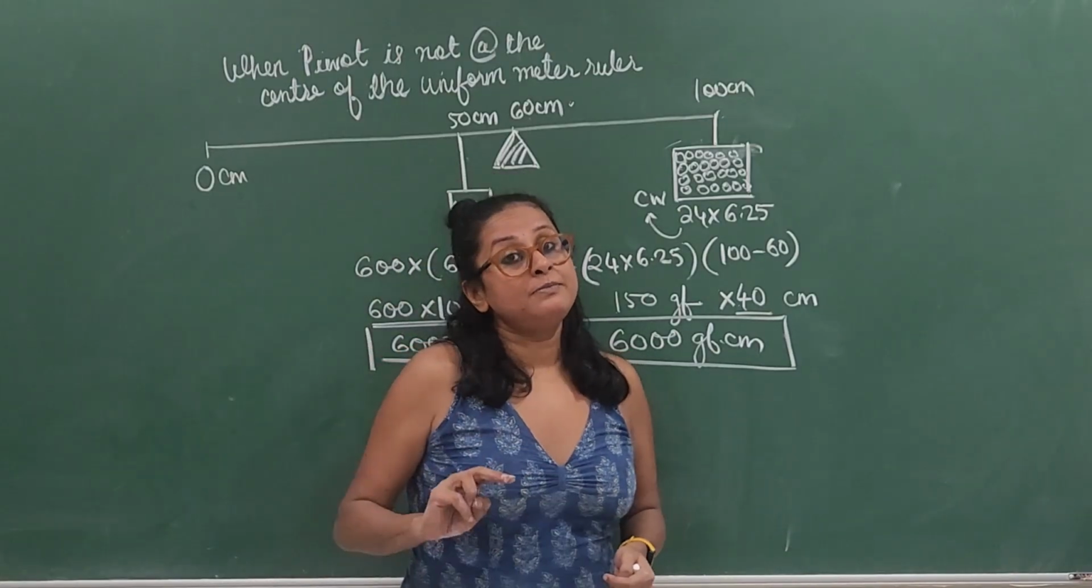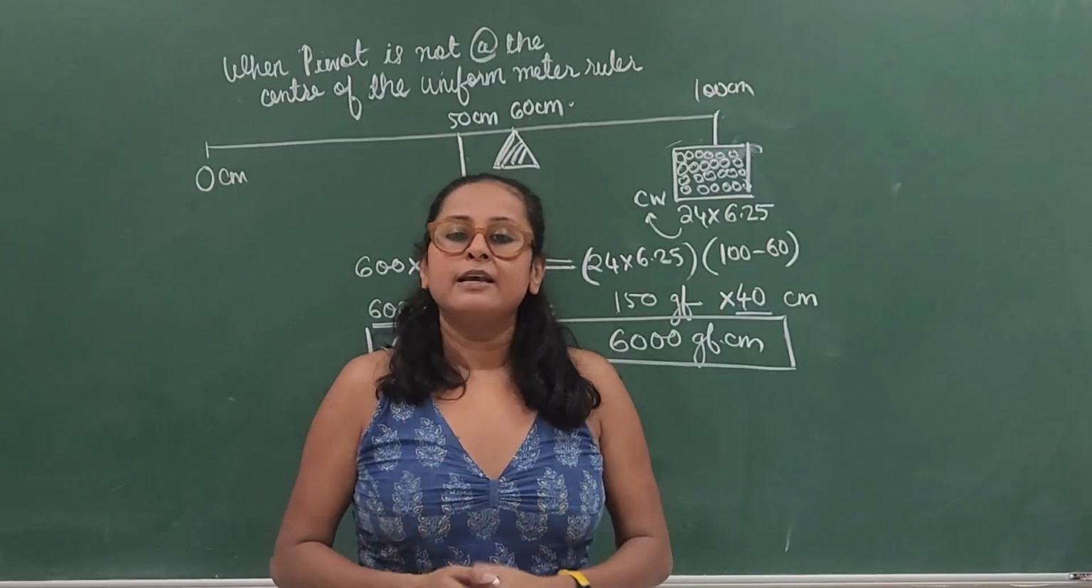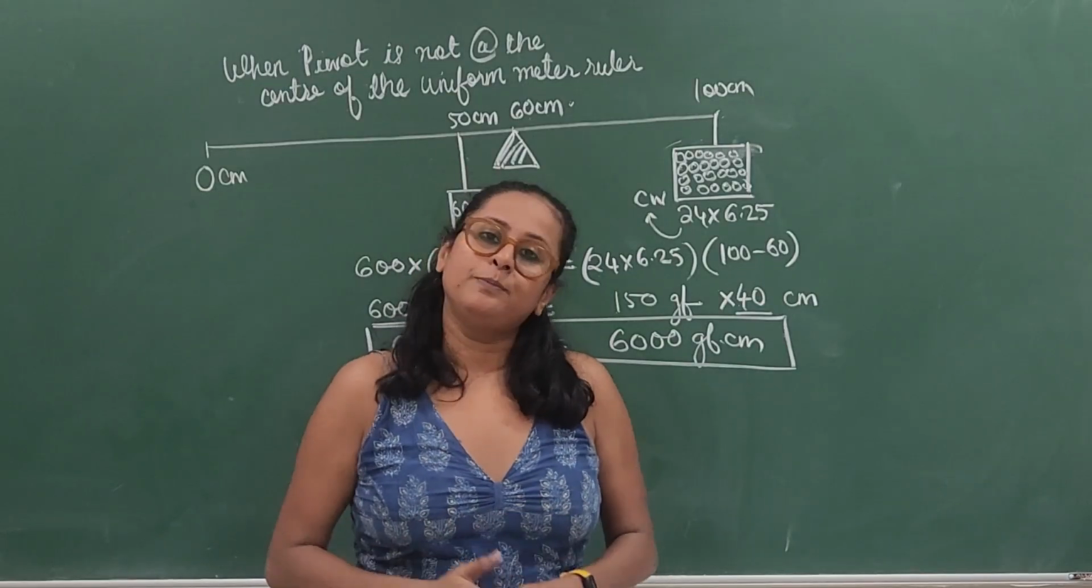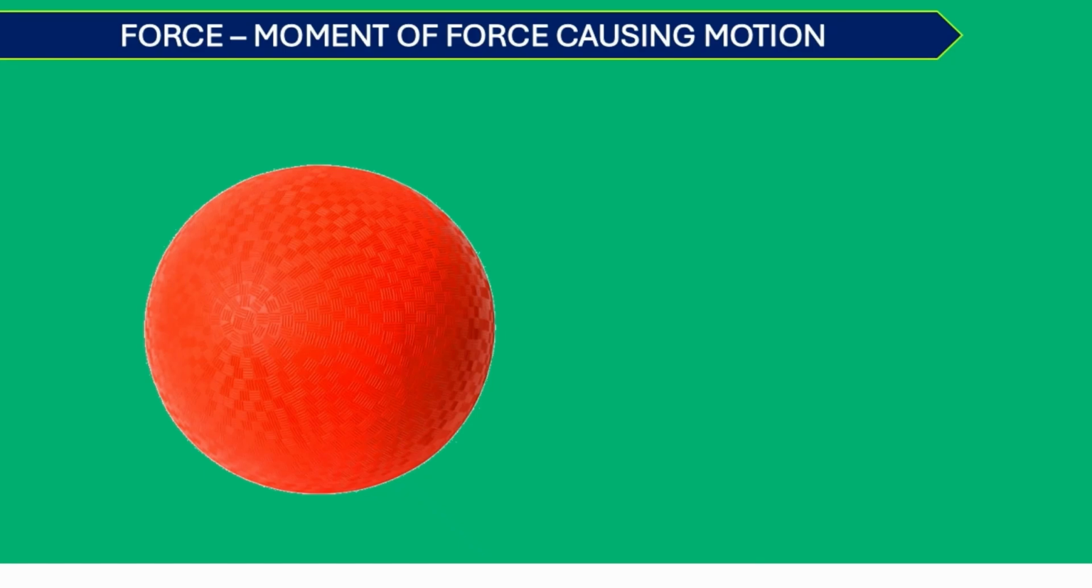I hope these two problems have clarified your principle of moments. We will take up more problems and I think this concept should be crystal clear. Let us go a little into the details of understanding what are the two factors, force and perpendicular distance. How do they affect moment of force and how does it change the type of motion? Let's take an example of a ball. Why am I taking an example of a ball? Because a ball undergoes both translational, which is linear, and rotational motion.